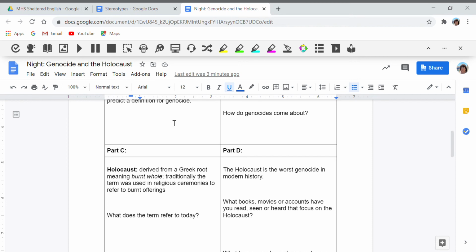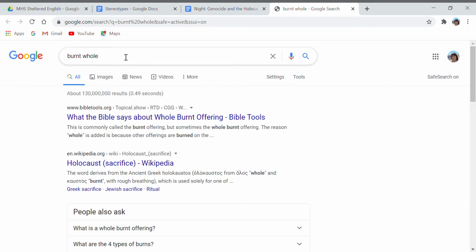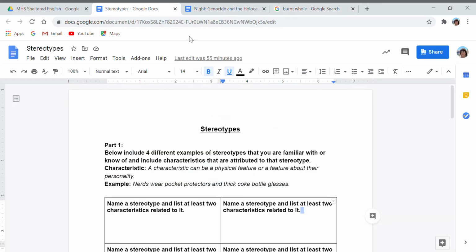So again, you can always highlight this term burnt whole and then use your Read&Write to do a Google web search, and you just click on that and then that link will pop open for you. But make sure you have the right response.